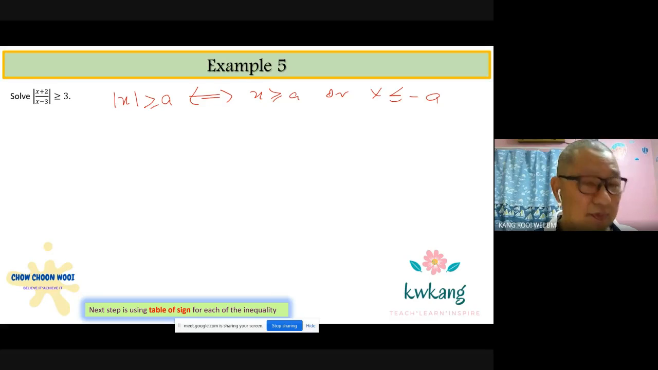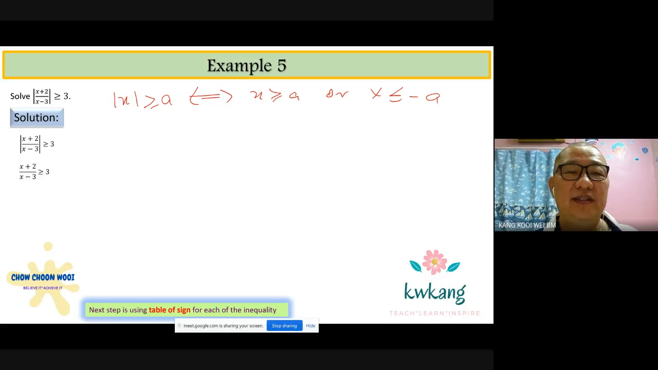Bukan kita nak faham rumus. Okay, then the first step. And the modulus of x plus 2 over x minus 3 greater or equals to 3. So it can be written as x plus 2 over x minus 3 greater or equals to 3, or x plus 2 over x minus 3 less than or equals to negative 3.